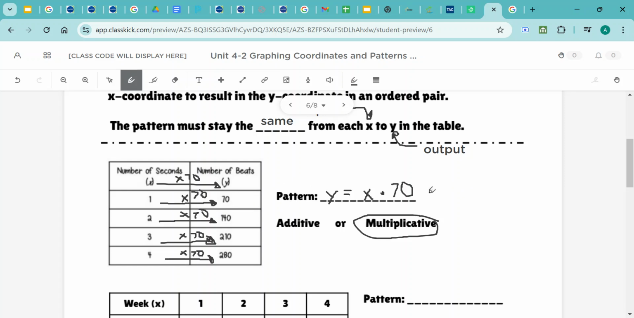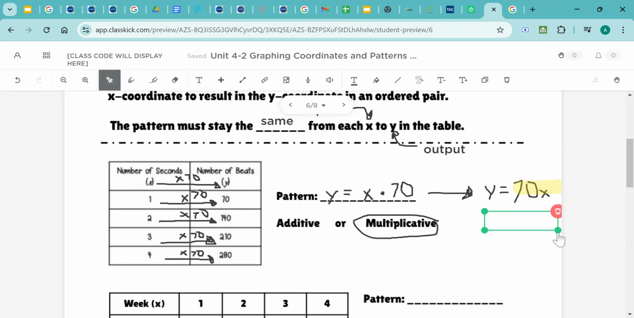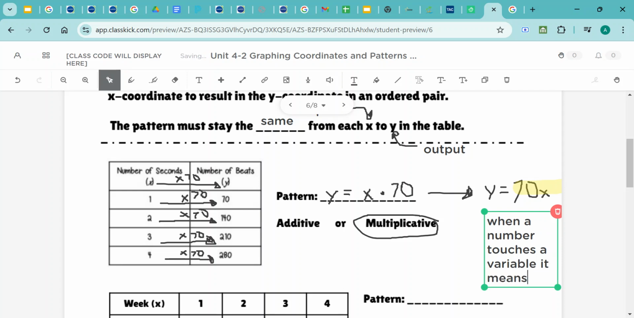Now, there's actually a better way to write this. We still start with our Y equals when we write the pattern. Instead of X times 70, you're going to see it a lot of times like this: 70X. So let's make a note real quick. I'm going to highlight it and make a note. When a number touches a variable, it means multiply.